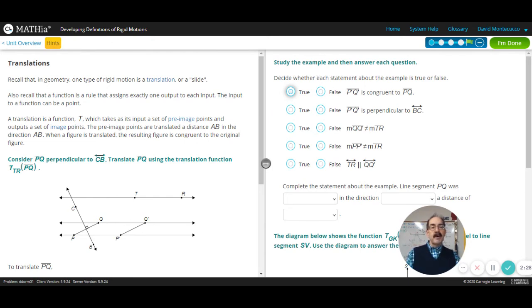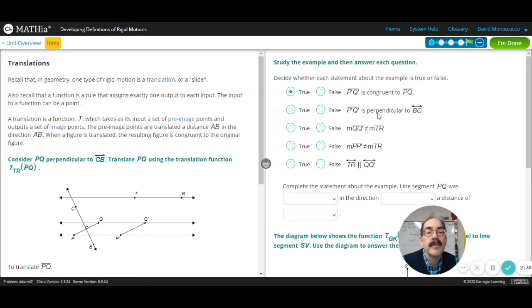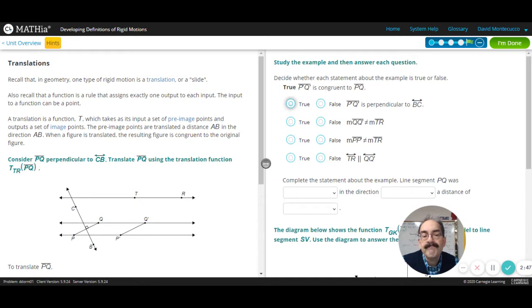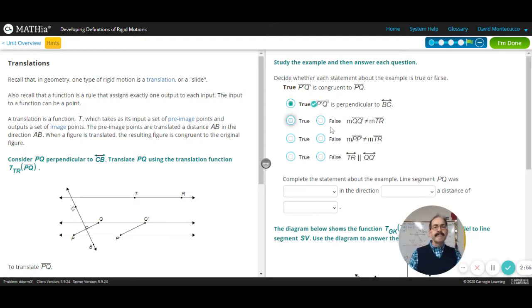Decide whether the statement about the example is true or false. P prime, Q prime is congruent to PQ. Yes, because they're between the two lines. True. P prime, Q prime is perpendicular to BC. Well, we slid it over. We didn't rotate, so I'm going to say yes, even though it's not on that line.